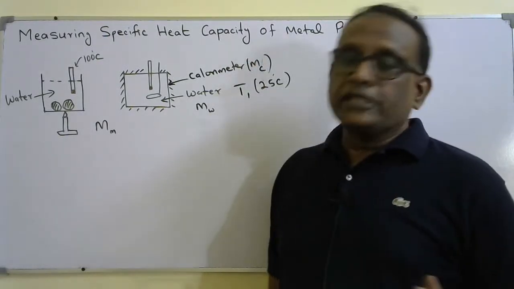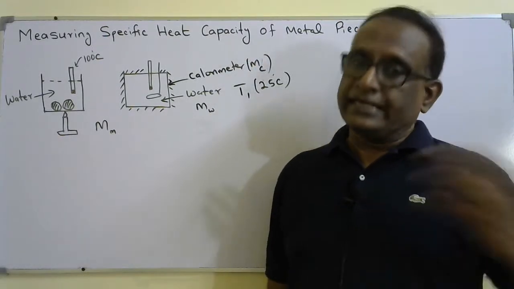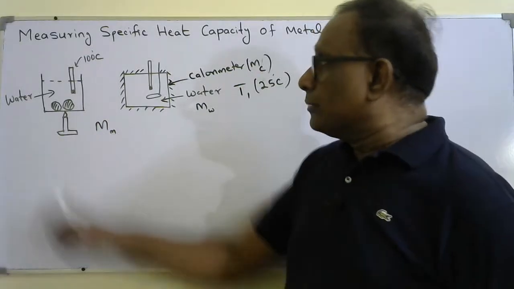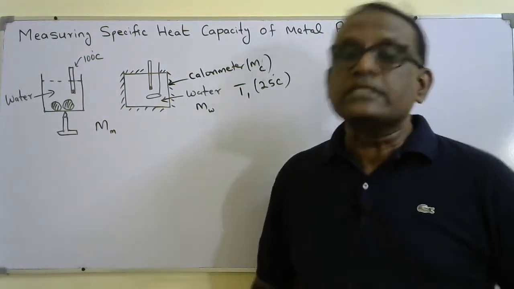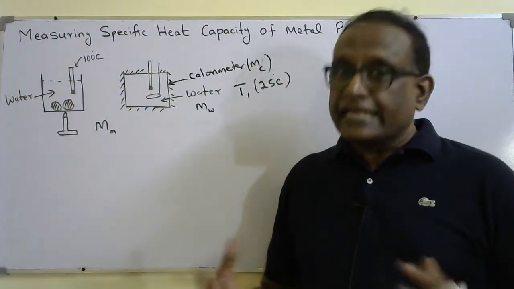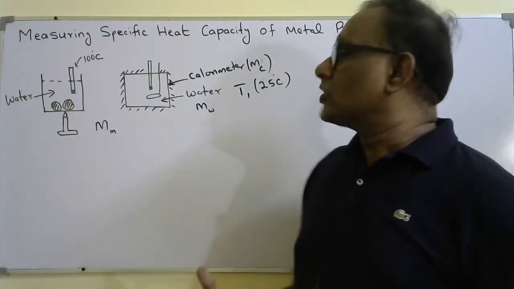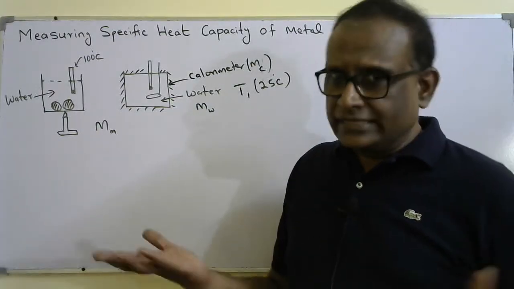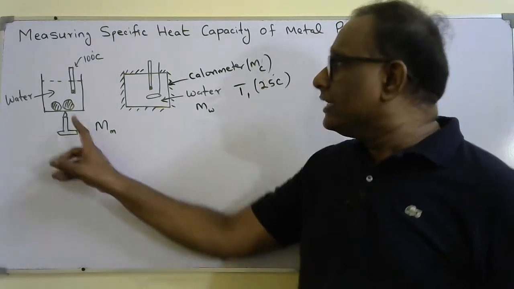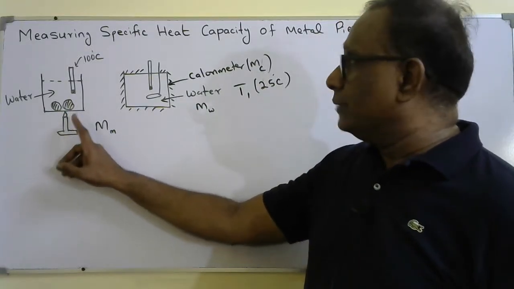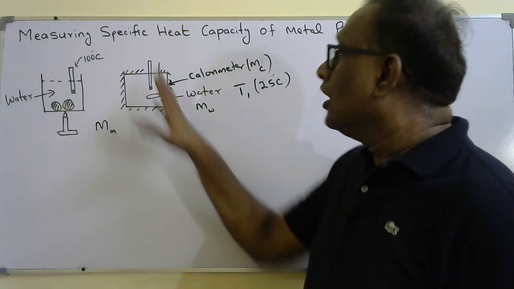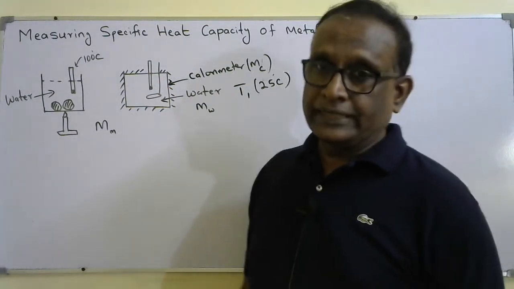So I already told you heat will flow from higher temperature to lower temperature. So the metal pieces are going to lose heat. What happens to that heat lost by the metal pieces? Heat lost by the metal is conservation of energy, nothing else. Heat lost by the metal pieces will be gained by both water and calorimeter.